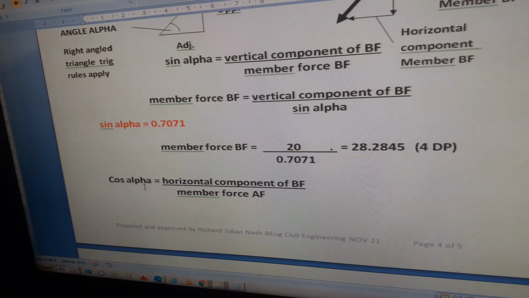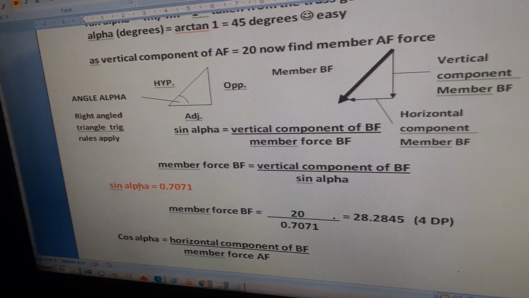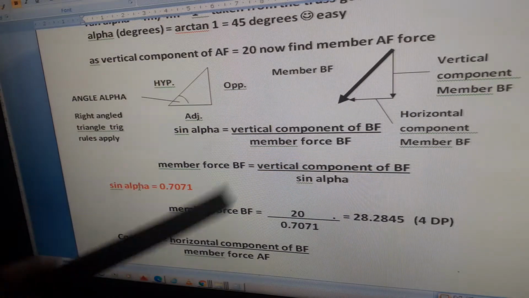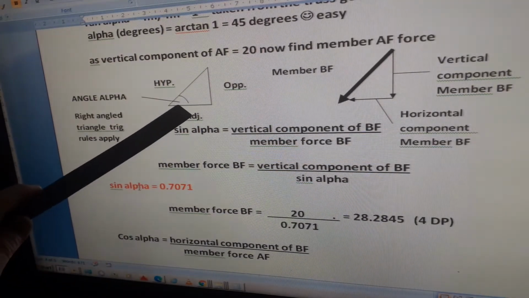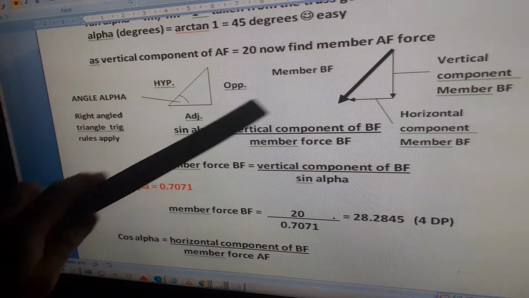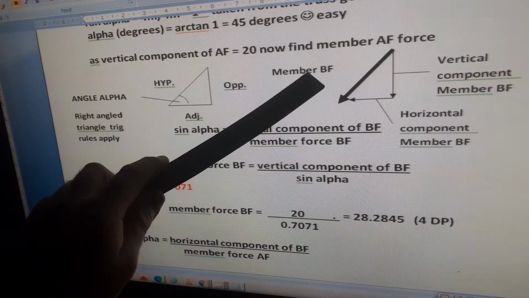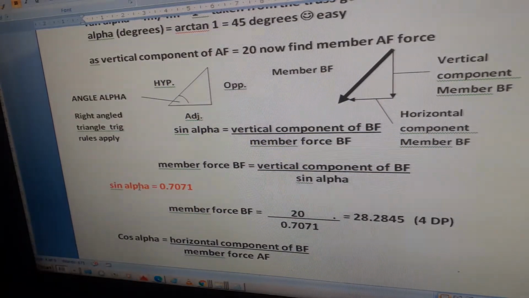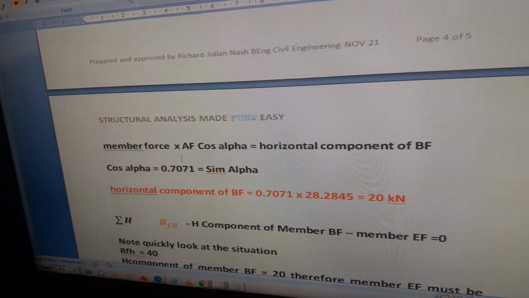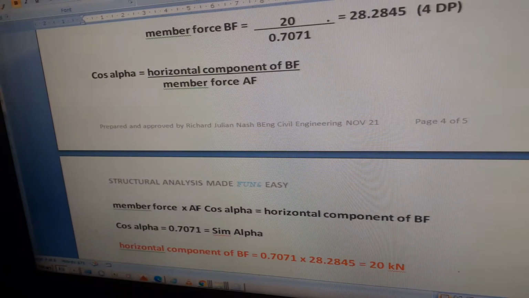Now we need to find the other. If we're looking for the horizontal component of BF, cos alpha equals adjacent over hypotenuse. Cos alpha equals the horizontal component of BF over member force BF. Therefore, member force BF times cos alpha equals the horizontal component of BF.